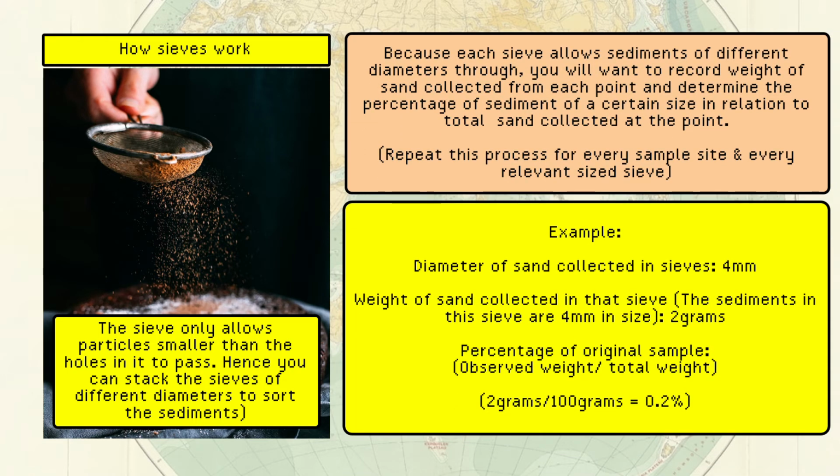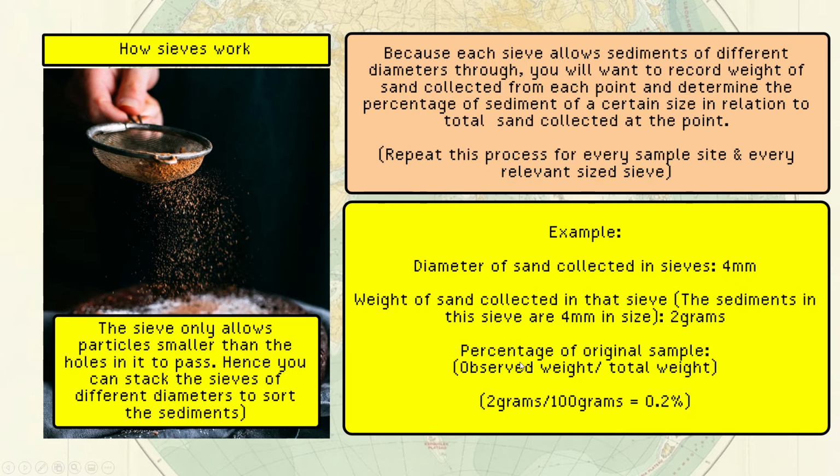So let's say I am interested in finding out how many 4 mm sediments I collected in relation to the total that I collected from a particular point. So let's say I sieve, and the 4 mm sediments are trapped in the 4 mm sieve, and the number comes up to only 2 grams of sediments that were 4 mm in size.